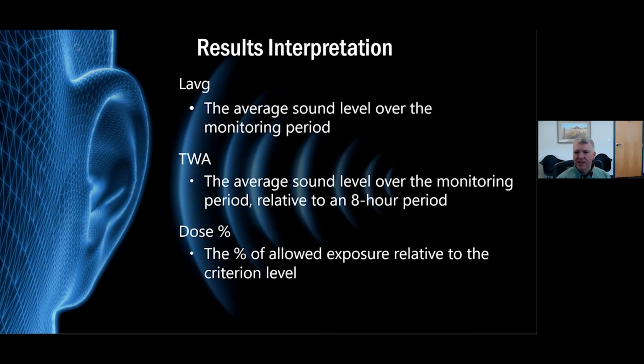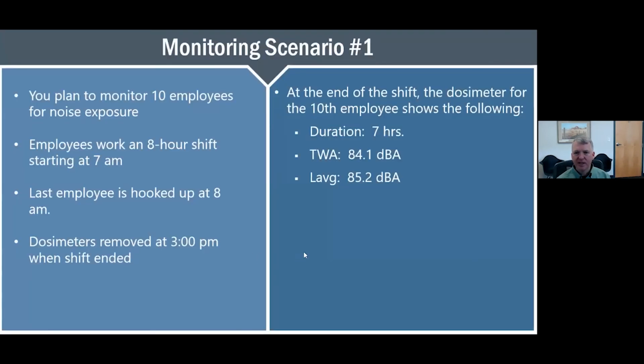But some of the key terms: the L average, the L stands for level, and AVG is average. That is the average sound pressure level over the monitoring period. Whereas the TWA, which stands for time weighted average, is the average sound level over the monitoring period, comma, relative to an 8-hour period. That's really critical to note there. So it is the average sound level, but it's relative to an 8-hour period, which I'll talk about in a second, which differentiates that from the L average number. And the dose percent is really just a mathematical calculation that converts your actual decibel numbers over to dose relative to the 90 decibel criterion level.